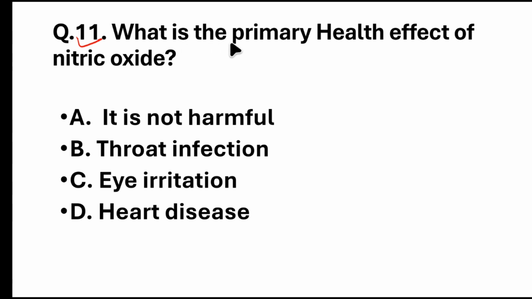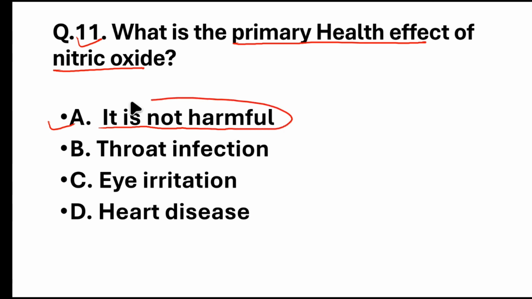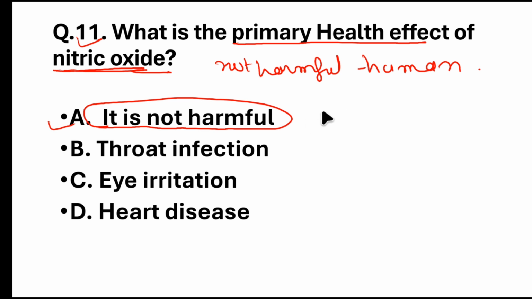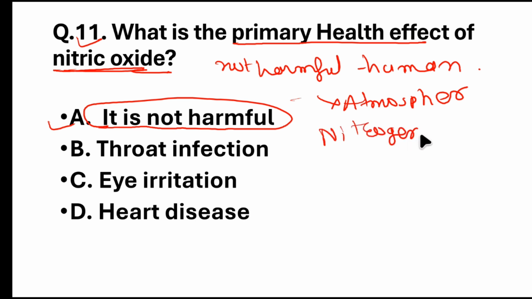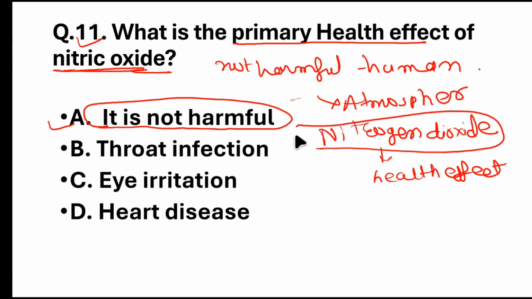Question number 11. What is the primary health effect of nitric oxide? Answer option A. It is not harmful. By itself, nitric oxide has no health effect and is not harmful to humans. In the atmosphere, nitric oxide converts into nitrogen dioxide, which has several health effects. This conversion is the reason why high concentrations of nitric oxide are concerning.